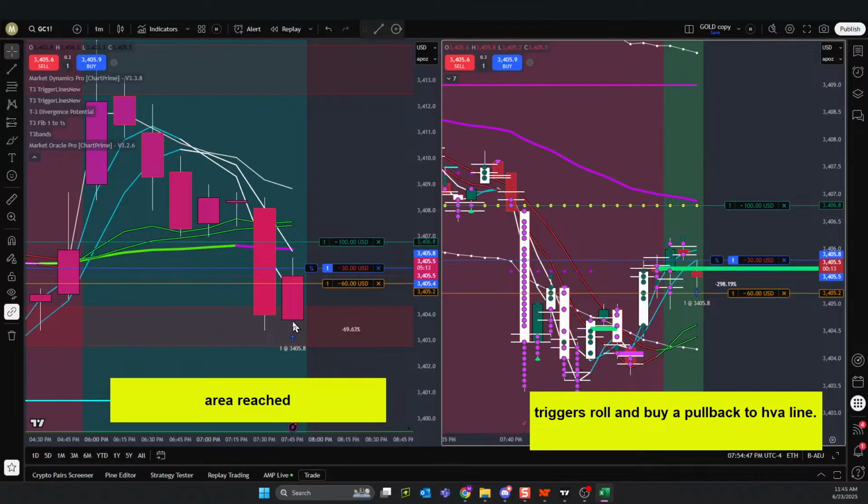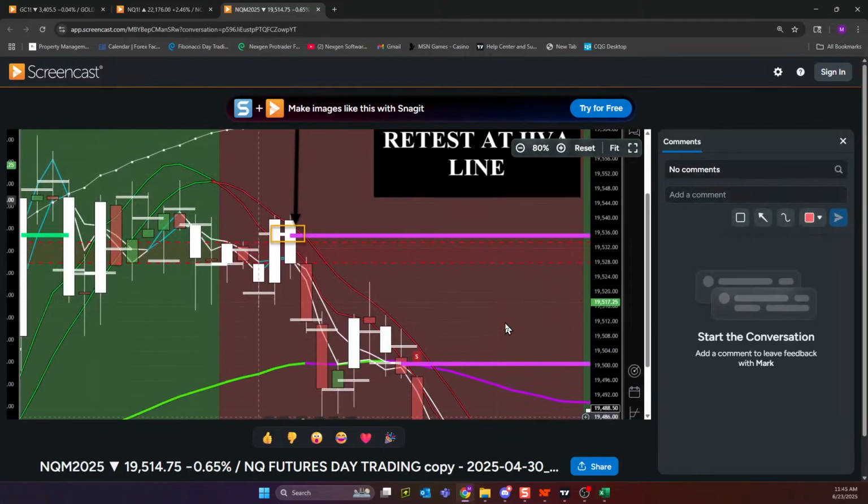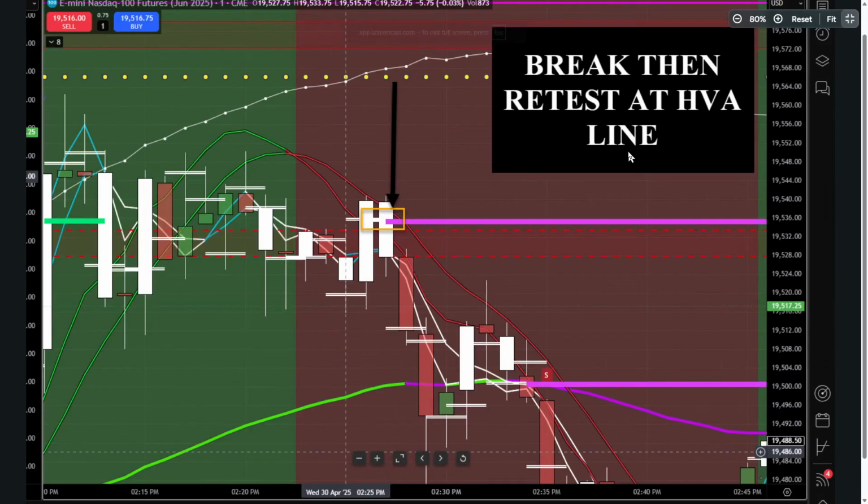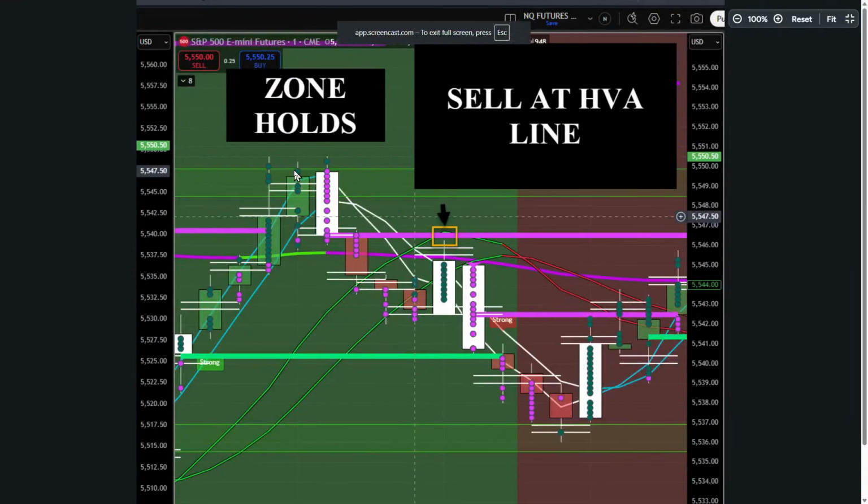First, we hit an area, and then once you reach the area, the same way we did up here, you're going to turn to the smaller, faster chart. Small triggers have to roll up, produces an HVA line, buy the snapback to the HVA. So as you go through it, the area holds on the large chart. This is what your entry looks like. Pulls back right to the HVA line, sell it, and go down with it. Zone holds on the large chart, small chart rolls, sell the pullback to the HVA line.